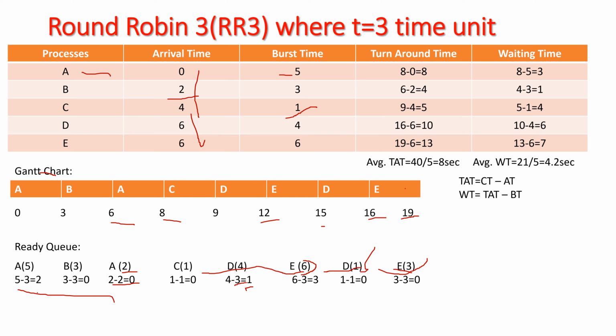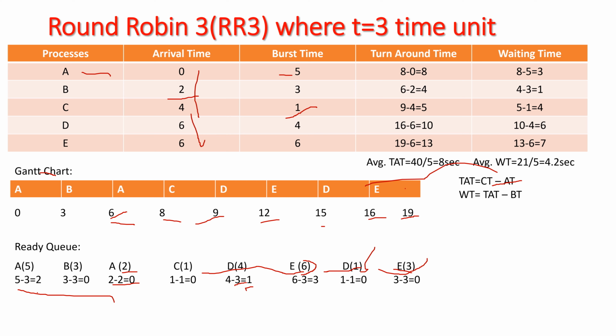Now we know the completion time of each process, and we have to find the turnaround time. So what is turnaround time? It is completion time minus arrival time. Completion time for process A is 8 and its arrival time is 0, so 8 minus 0 is 8. In this way, we calculate: completion time for process B is 6 and its arrival time is 2, 6 minus 2 is 4. Completion time for process C is 9 and its arrival time is 4, 9 minus 4 is 5.